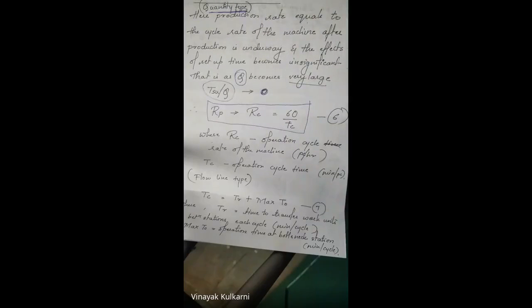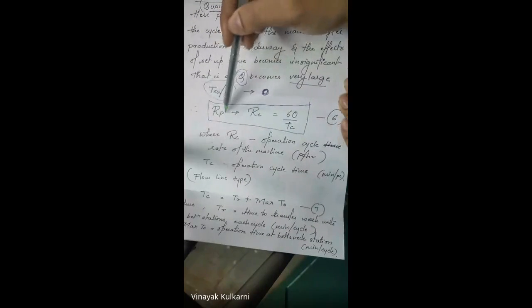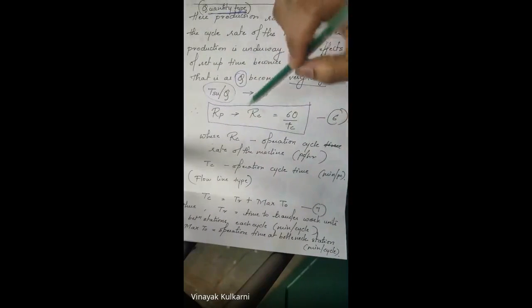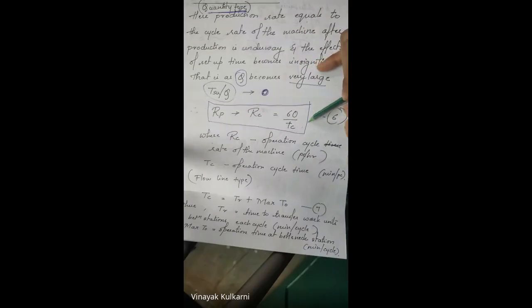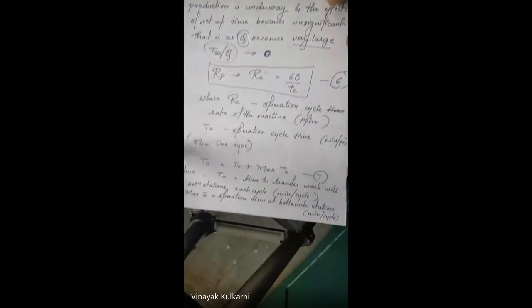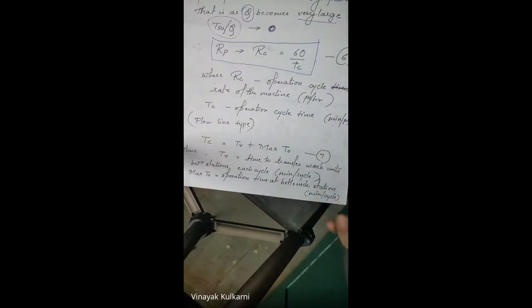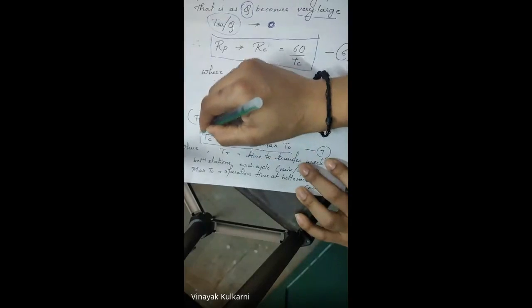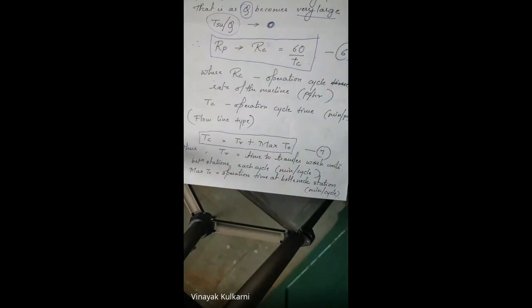Yes, ma'am. Okay, so where RP, that is production rate, is nothing but the operating cycle rate, not cycle time, that is given by 60 divided by TC. So this is with respect to mass production when it is quantity type of mass production. If you consider the flow line type of mass production, you have different equations to get TC and then get RP. For flow line mass production, the production rate basically approximates the cycle rate of the production line. Again, here also, we are going to neglect the setup time.